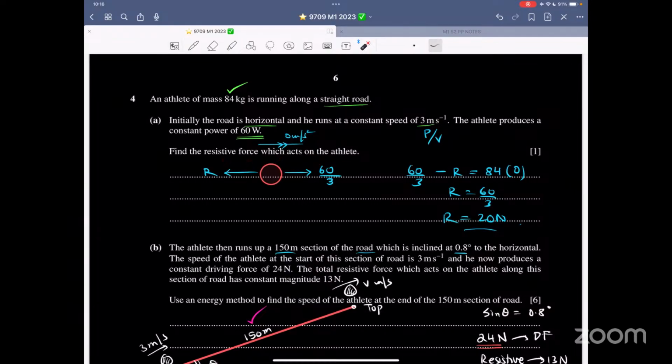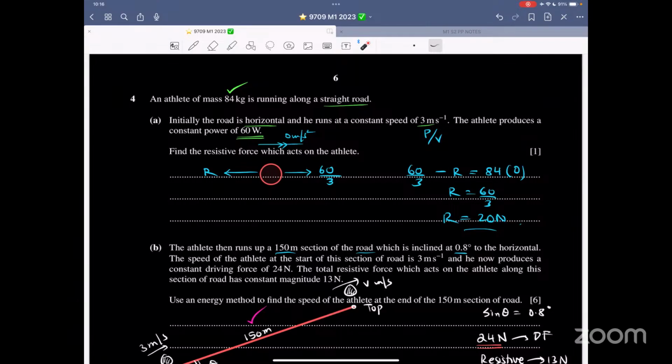So this is an application of F equals ma, and the F is obtained by this equation, power over speed. So power is 60, speed is 3. Resistive forces, at constant speed, that means acceleration is 0. It's right over here, so draw a diagram. Therefore, R comes out to be 20. That is the first thing.